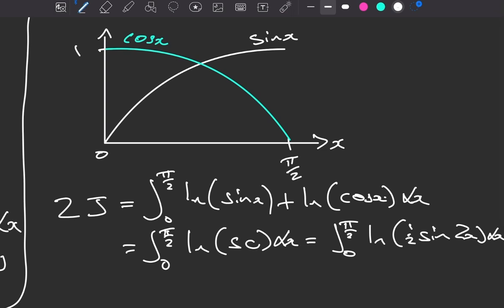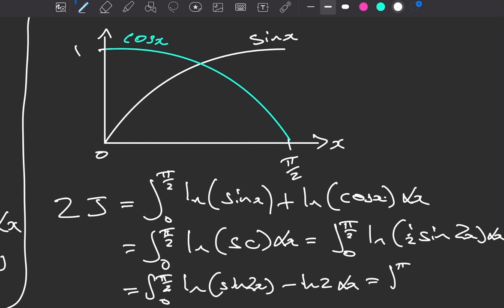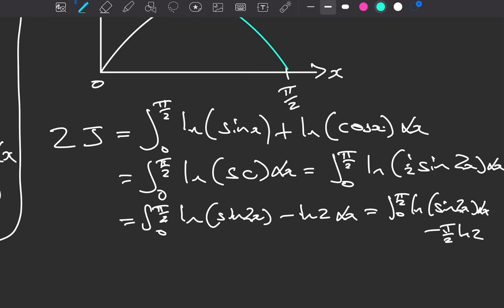Using log laws again, we can separate this out into the integral pi on 2 and 0 of log of sine 2x, subtract log 2, all integrated. And that log 2 then is just a constant. We can perform that integral nice and easy and get that this whole thing is the integral pi on 2 and 0 of log of sine 2x, take away pi on 2 times log 2. And now then, part 3 is going to be focusing on this integral in here, which we'll call K.